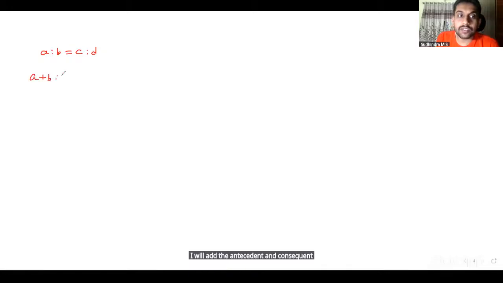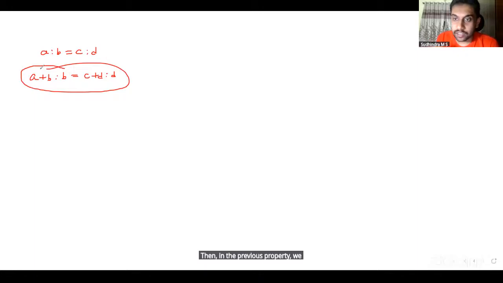Same way, if A is to B is equal to C is to D is in proportion, I will add the antecedent and consequent. A plus B is to B equals C plus D is to D. That will also be in proportion. In the previous property, we subtracted. Here we have added. That's all. This is called componendo.